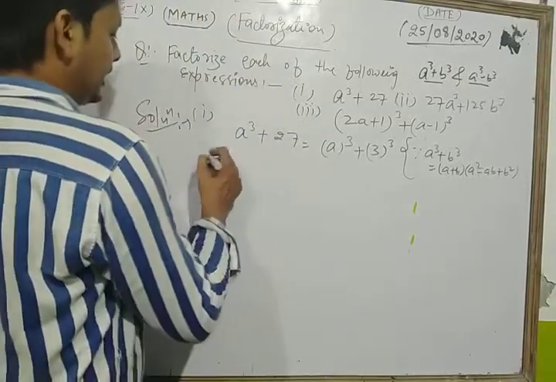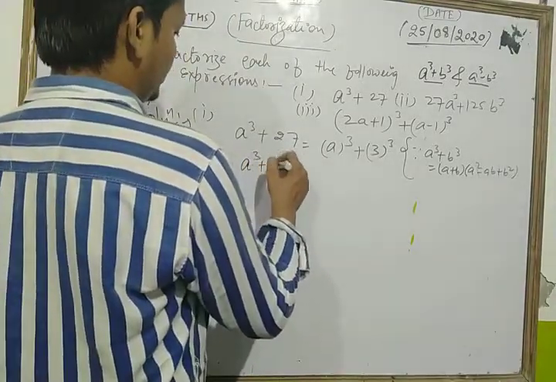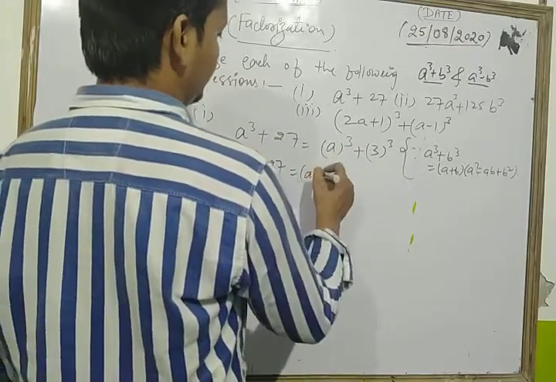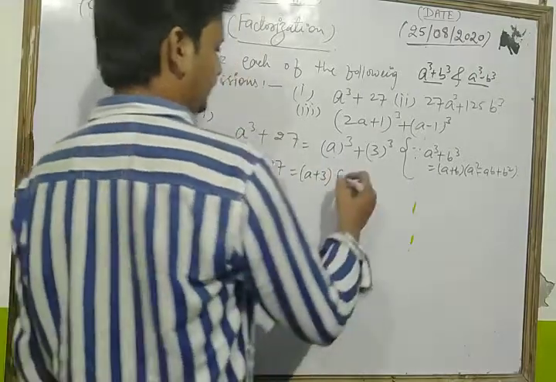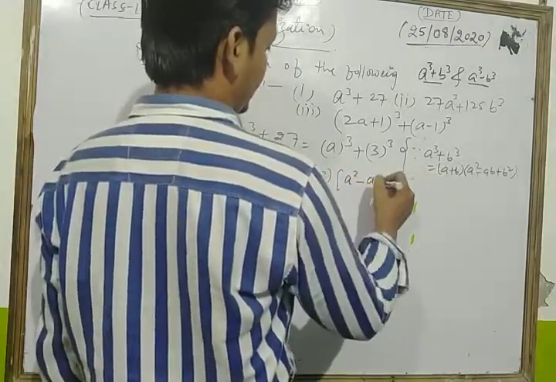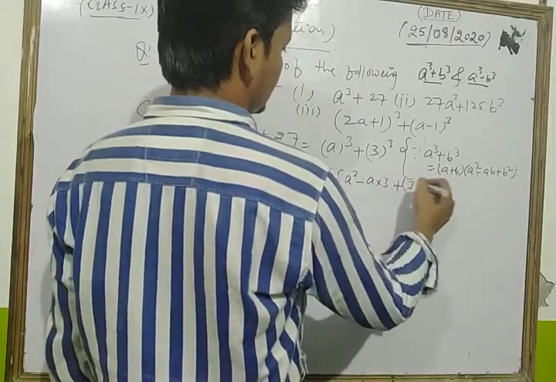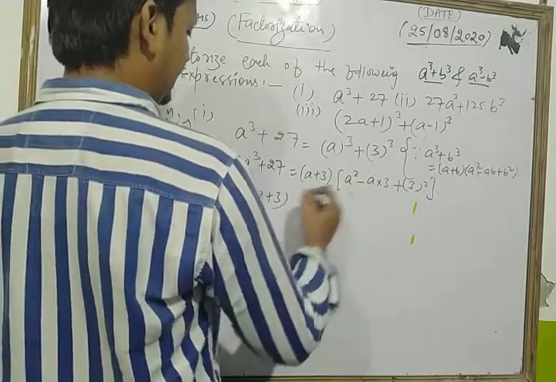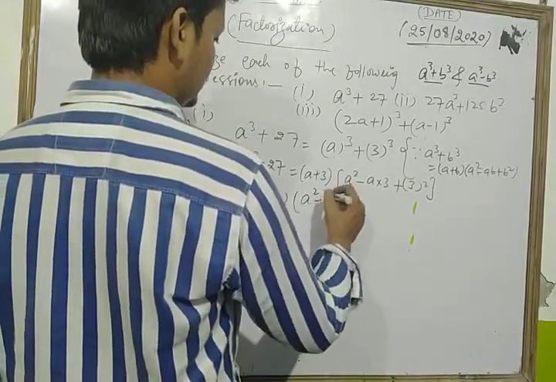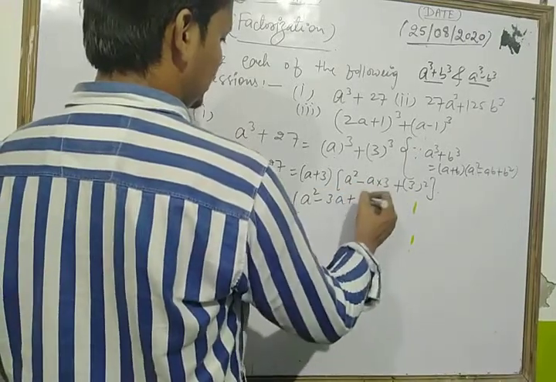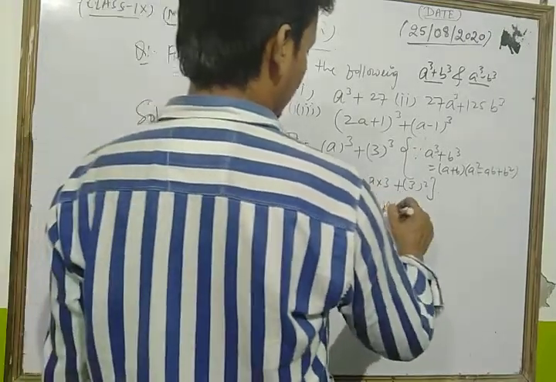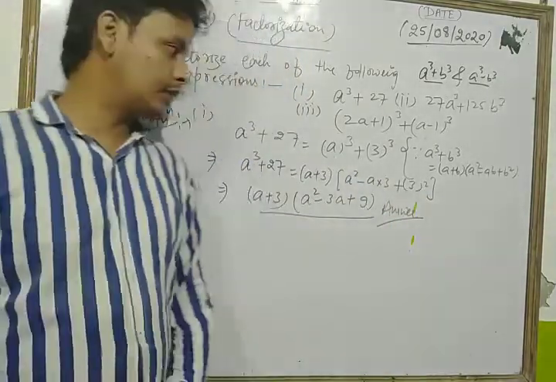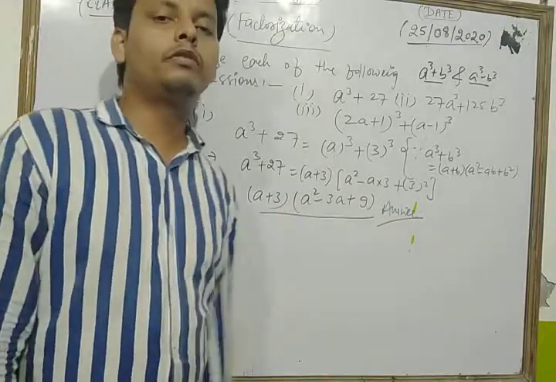Now we get a cube plus 27 is equal to a plus b. Here a is a and b is 3, so we write a plus 3. In another bracket we write a square minus ab, a into 3, plus b square as 3 square. Now we write (a plus 3), and in another bracket a square minus 3a plus 9, since 3 3 is 9. This is our final answer.